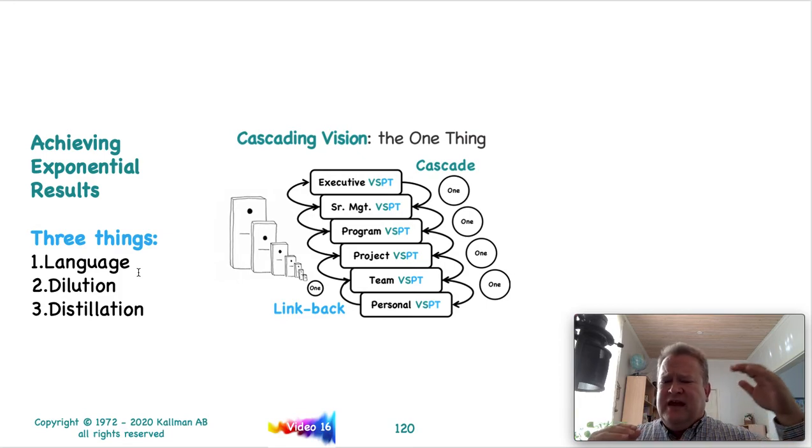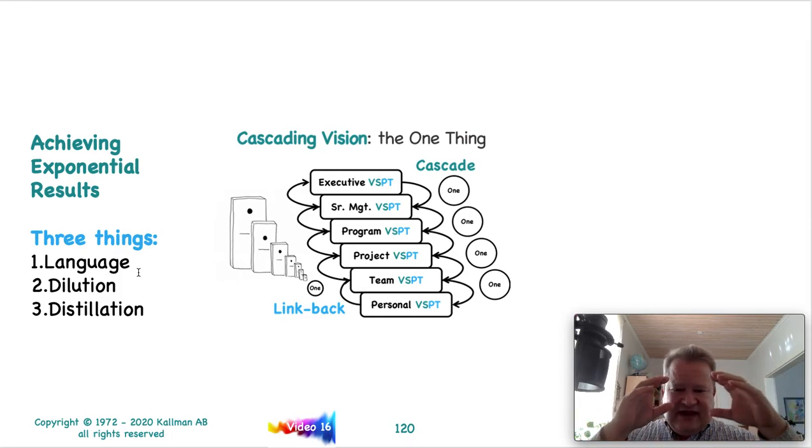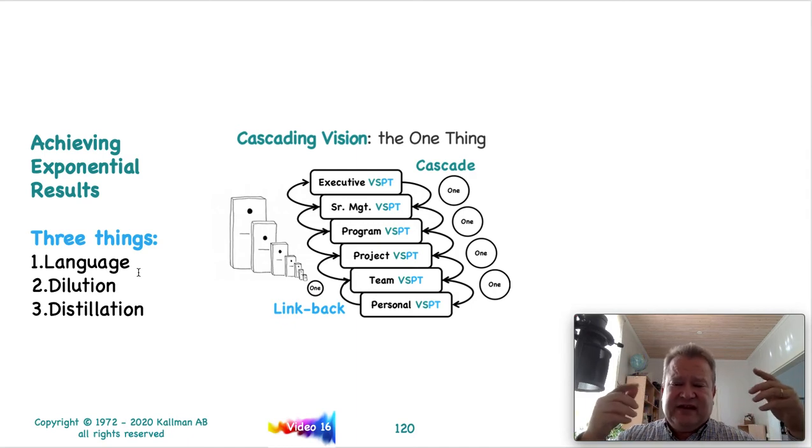So, and then finally, distillation. You've got to figure out what that one thing is, and you have to listen for the one things coming back up to you as the leader. And there's always a one thing, okay? And so you need to identify as a leader what's the one thing that's going to be the remarkable result that's going to catapult the organization and my teams to the next level.